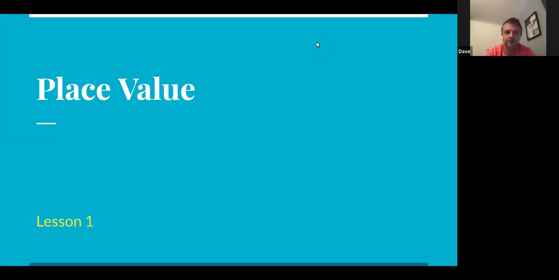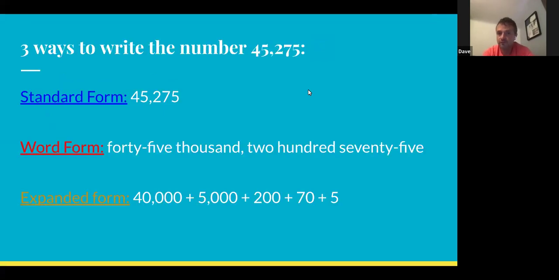Remember, we worked it out in class 207, okay? So our first lesson was place value. Remember, each digit, based on where it is, has a different value. So first things first, there are three different ways to write a number. So I see the number 45,275. I have three different ways I can write that number.